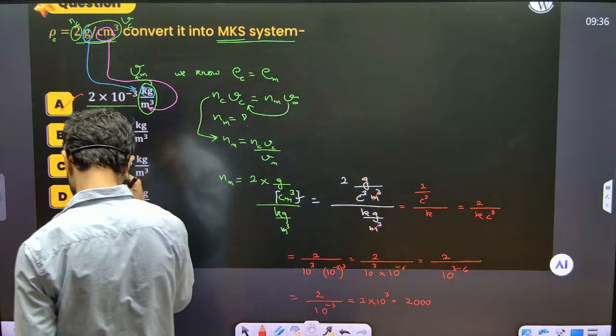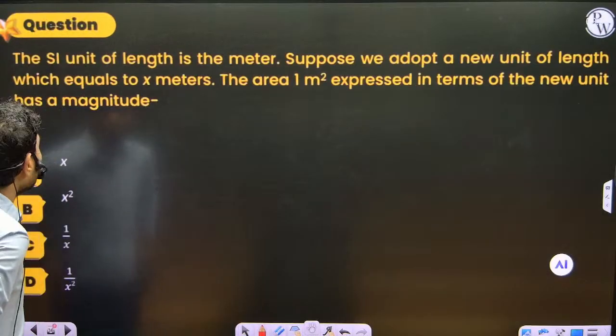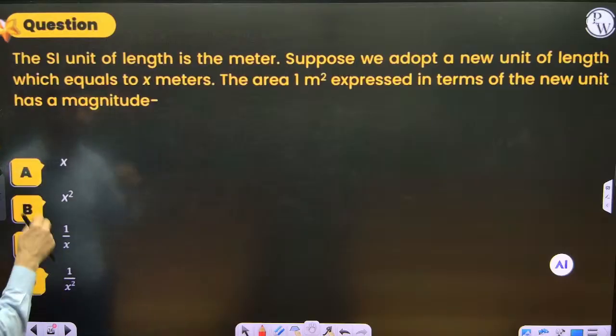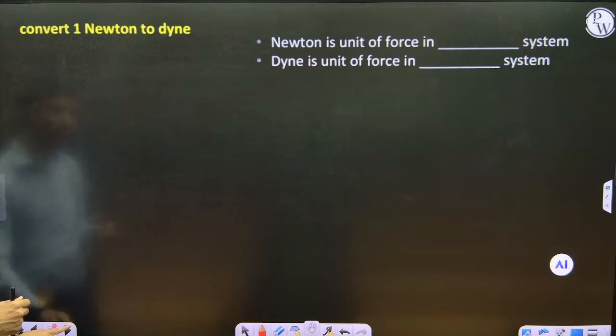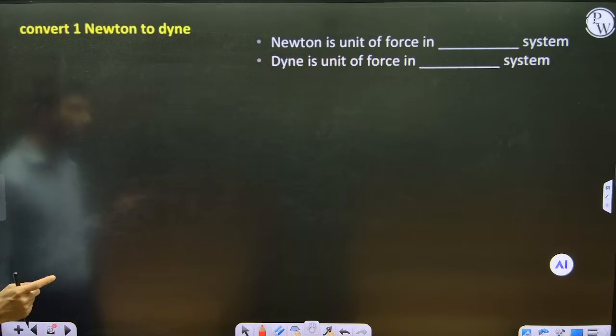Let's go ahead. Now, since we are running short on time, let us do a bit more theory. We'll do questions at the end. So now let us see how to convert 1 Newton to dyne.